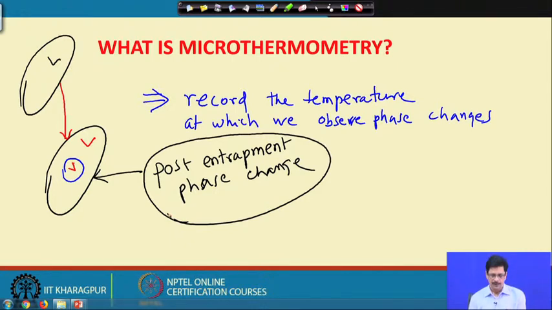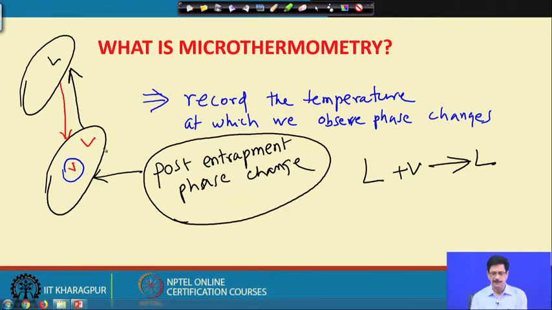that we would like to go back to their original homogeneous condition. The question is whether we are able to do that. So, if this particular thing is a result of post entrapment phase change, then our objective is to reach back to this homogeneous state and note down the temperature at which this inclusion got changed from a combination of liquid plus vapor to a liquid. So, L plus V becoming L.